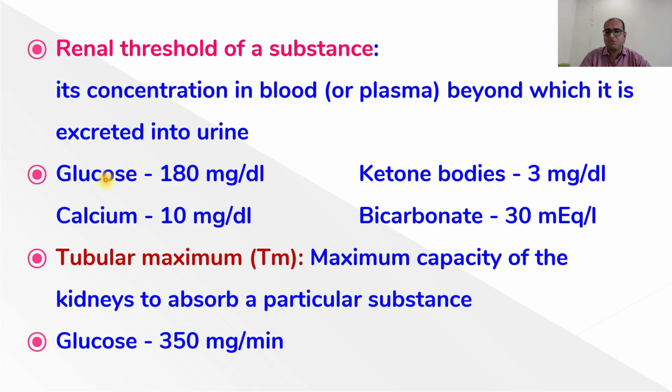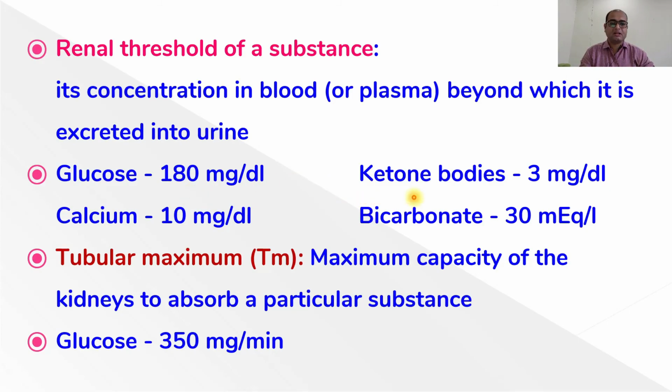If you take the example of glucose, the value is 180 milligram per deciliter. Remember here, renal threshold is always a plasma concentration, not the urine concentration or any other concentration. It means that if their concentration in plasma is beyond one particular value, for example glucose beyond 180 milligram per dl, then it will start appearing in the urine. Kidneys will not be able to reabsorb the glucose beyond 180 milligram per dl in the reabsorption process, and that will come out into the urine.